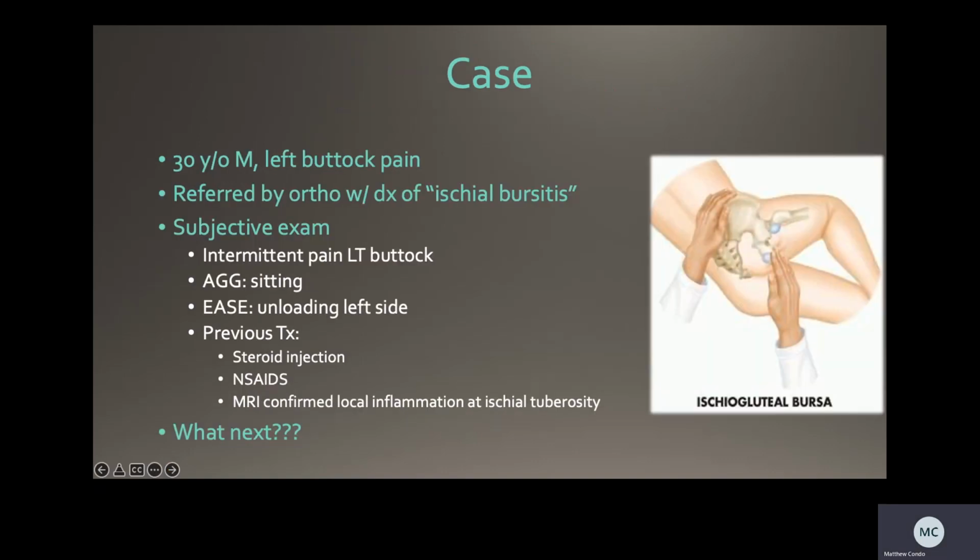So here's another case. We've got a 30-year-old who comes in with left buttock pain. He's referred to ortho with a diagnosis of ischial bursitis. So we take a look at him. He's got intermittent left buttock pain that gets worse with sitting. His ease is if he unloads his left side. That still could be ischial bursitis. For previous treatment, they did some steroid injections and NSAIDs, and the MRI said he's got some inflammation at the ischial tuberosity. All that so far matches up with ischial bursitis. So in terms of what's next, we can probably go ahead and see this person.